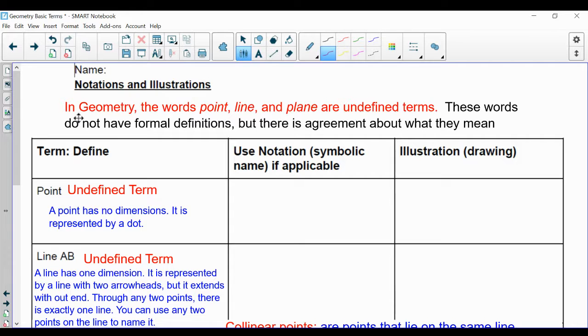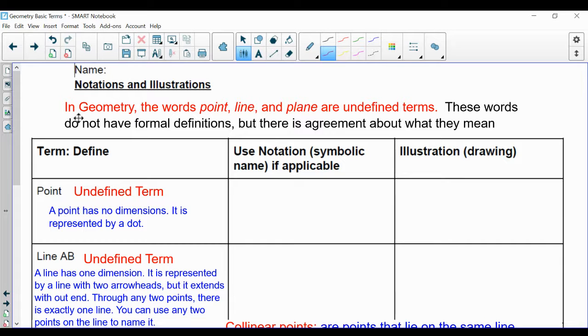So it says in geometry, the words point, line, and plane are called undefined terms. The reason they're called undefined terms is because they don't have any formal definition, but there's just an agreement about what they mean. The first undefined term that we're going to look at is a point. A point has no dimensions, just like a point in time.